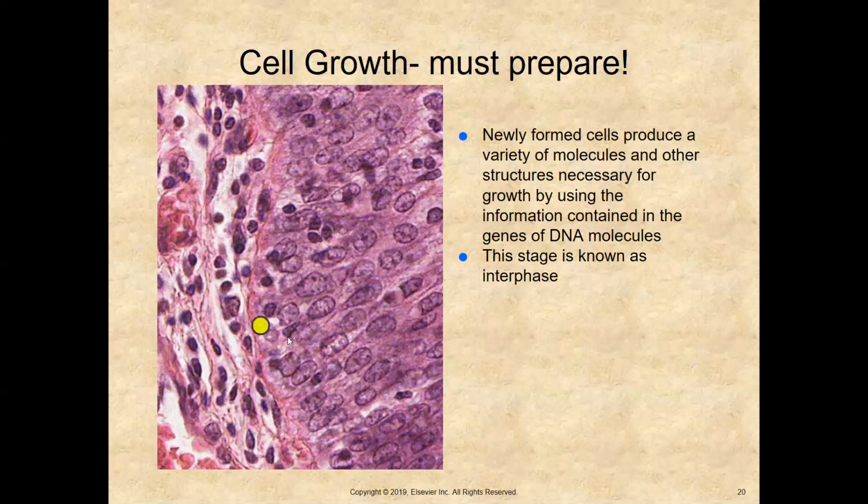So if a cell is going to undergo division and reproduce itself, it has special stages it goes through. But if it's just sitting there, growing and doing what it's supposed to do, we call that stage interphase. So a lot of these cells are in interphase, and so they may reproduce, but they're not actively thinking about that right now. They're just making their proteins.